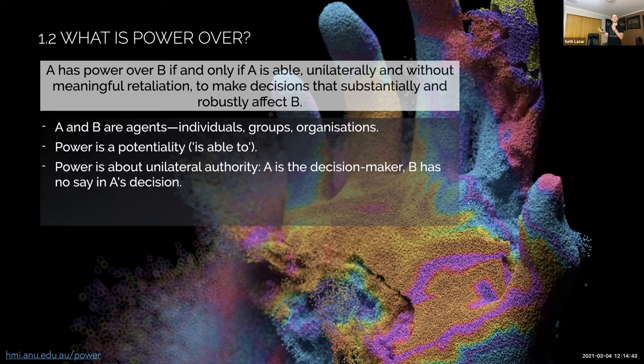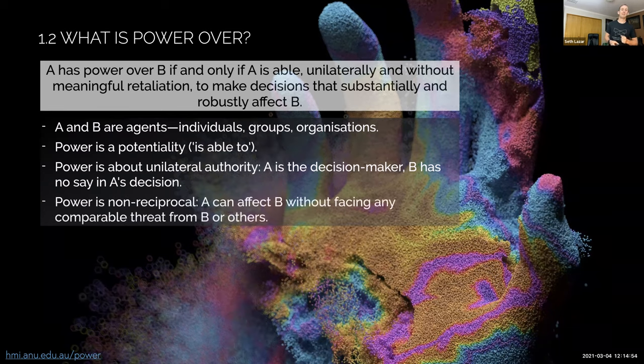You know, the judge decides, or the jury decides, say, guilty or innocent, and the person who's susceptible to that decision, you don't get to influence it. You're not one of the decision makers. And power is non-reciprocal. So this is what I mean by without meaningful retaliation. So you could think of unilaterally as being saying you're the decision maker, and then you don't have to fear reprisals from the other party or from someone else on behalf of the other party. And yeah, that could be punishment. It could be revenge. I mean retaliation to include all of those possible kinds of reactions that might put A off affecting B in that way.